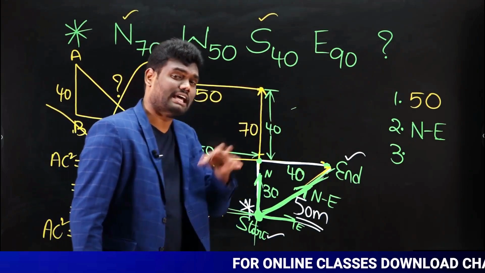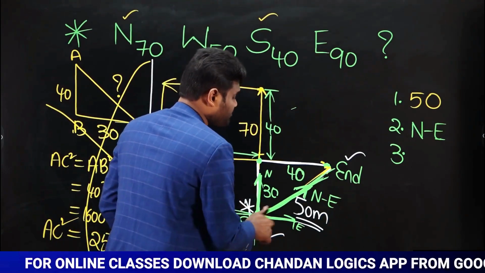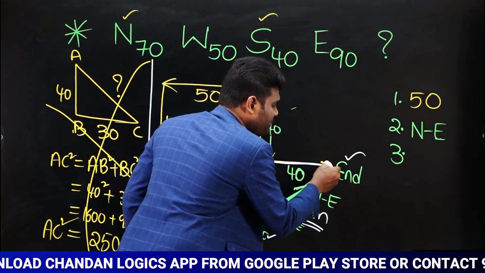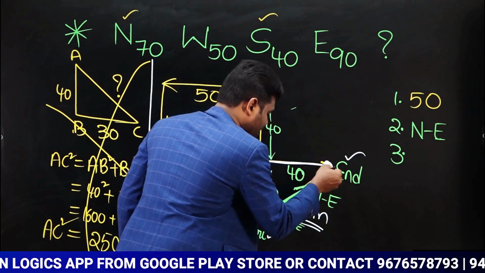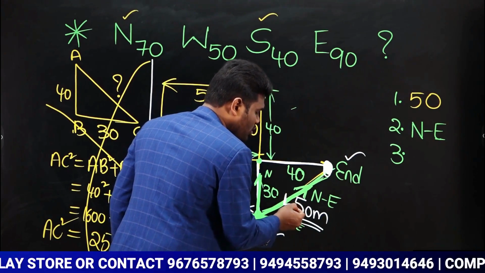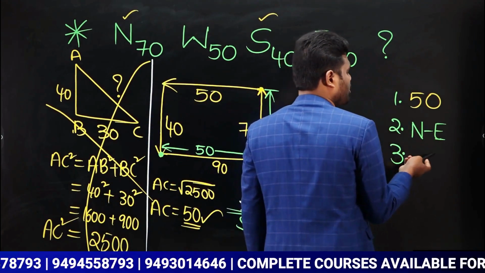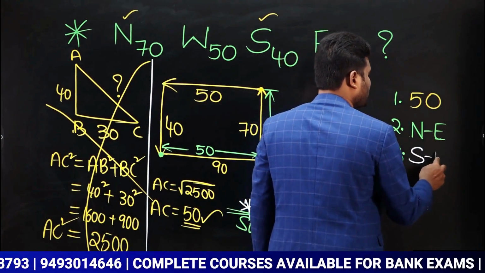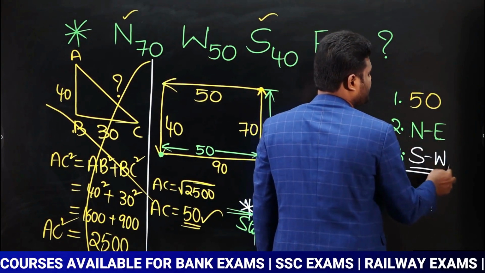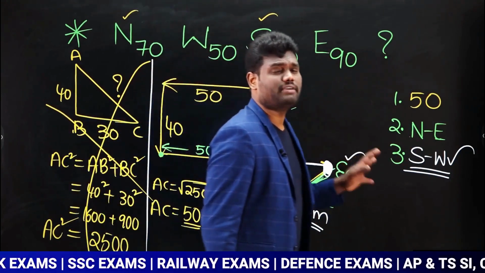If the question is reversed, meaning in which direction is the starting point from the ending point, then I need to look from the ending point. If I look from the ending point, the starting point is in which direction? Then I need to calculate it exactly opposite. So the opposite of northeast is what? Southwest. North opposite is south, east opposite is west. So we can say the answer is southwest. Is it clear? Very, very important.